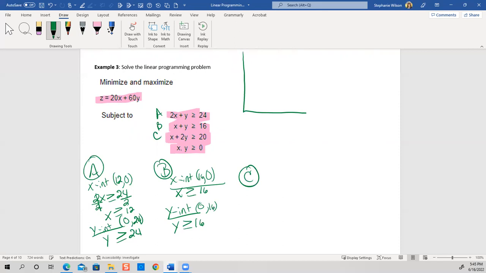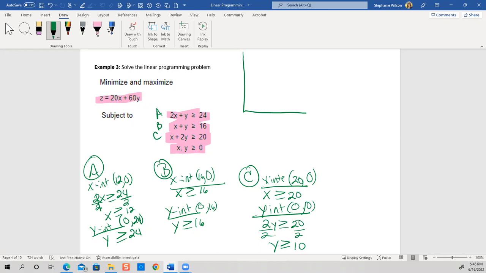And then for C, the x-intercept, we plug in 0 for y. We get x is greater than or equal to 20. And then the y-intercept, we plug in 0 for x, and we get 2y is greater than or equal to 20. Divide by 2, y is greater than or equal to 10. All right, so now I like to highlight just so I can see what I'm working with when I go to graph.